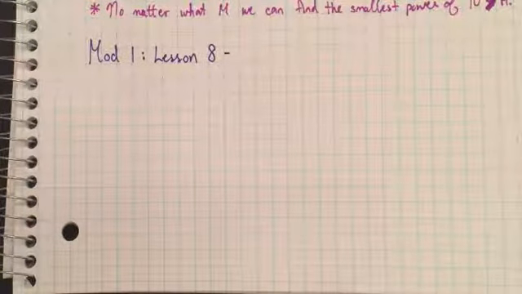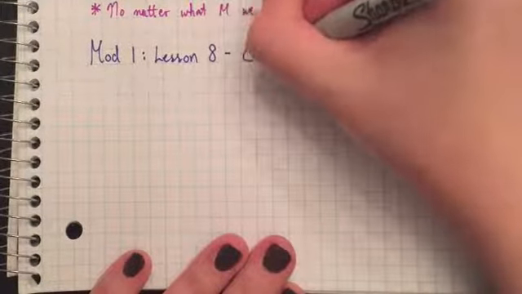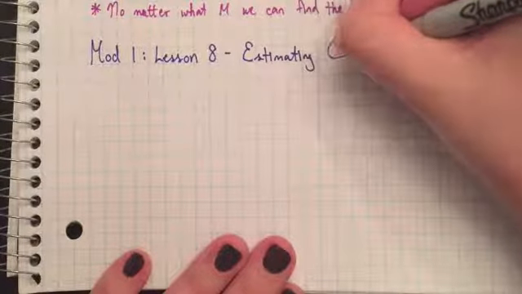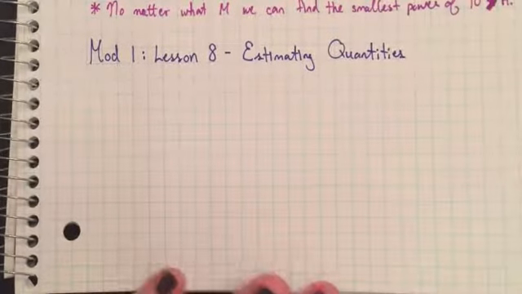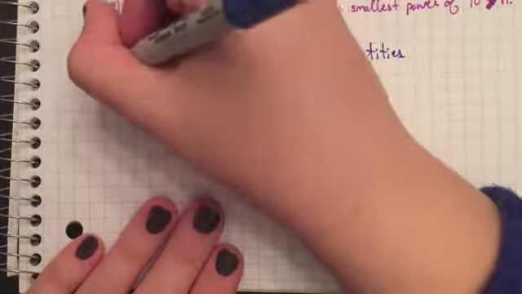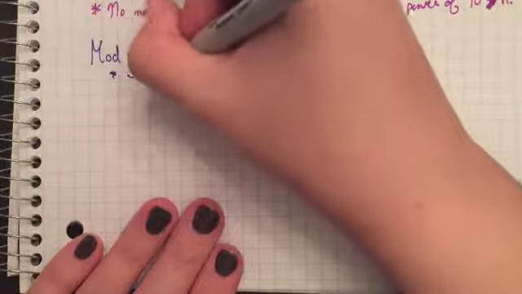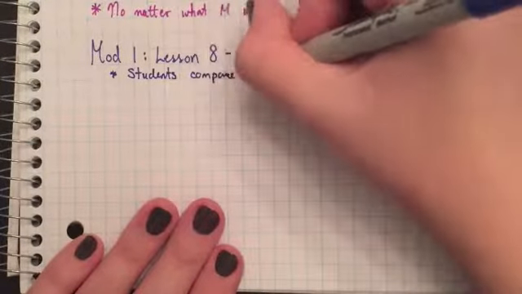Moving on to Module 1, Lesson 8. Here's where we're going to see kind of a ratio example in comparing quantities, and this is what you're really going to need to focus on for your circuit problems for today.